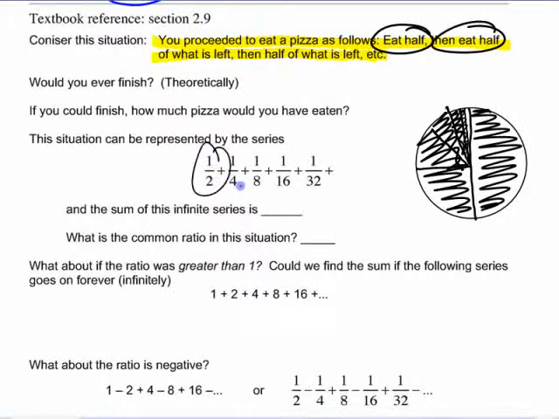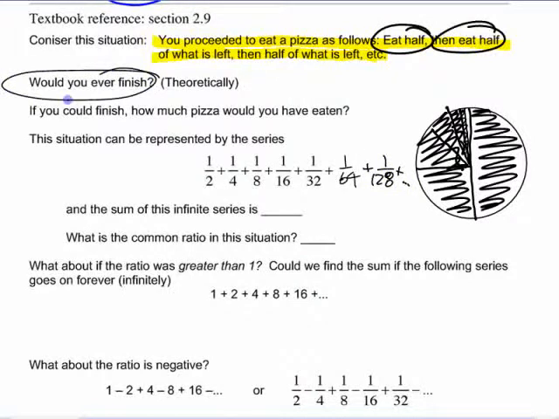First I ate a half of it, then I ate a quarter, then I ate an eighth and a 16th and a 32nd. Then I'm eating a 64th of a pizza. You don't often divide your pizza up into 64 pieces or 128 pieces. In theory, would I ever finish? In theory, I would never finish, theoretically.